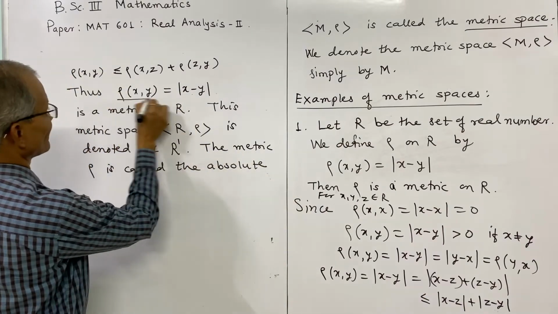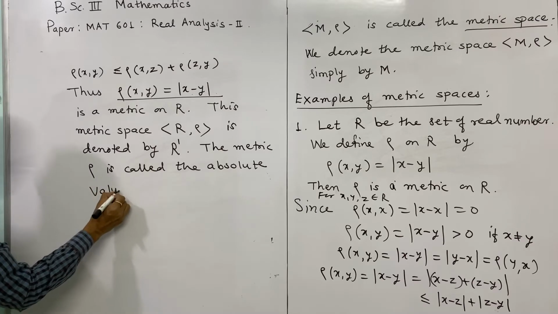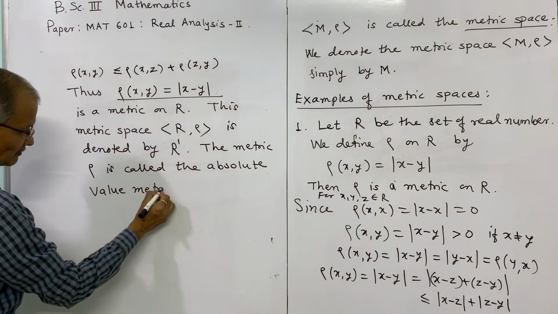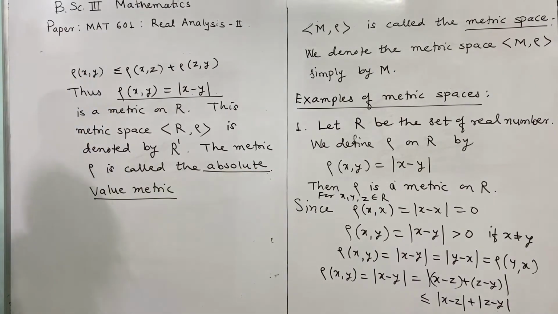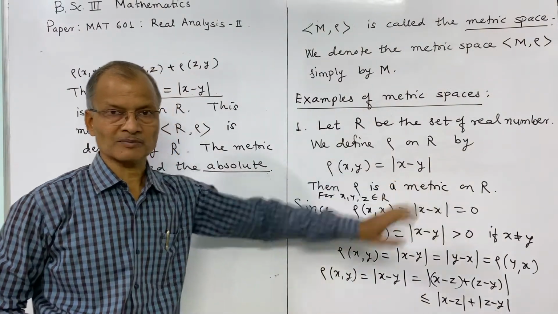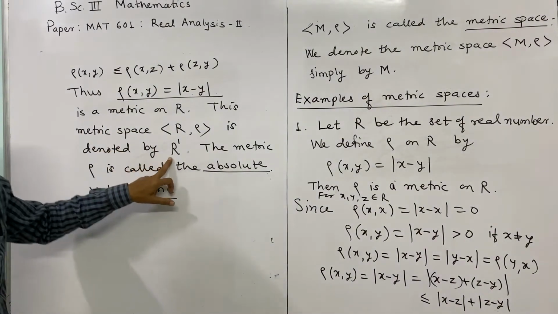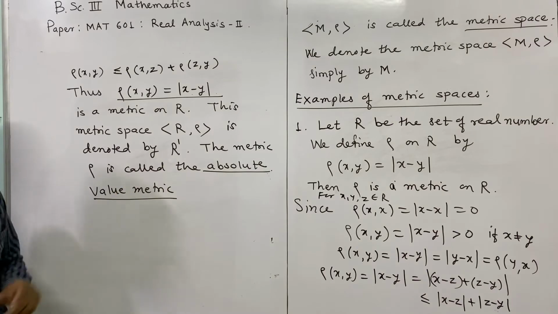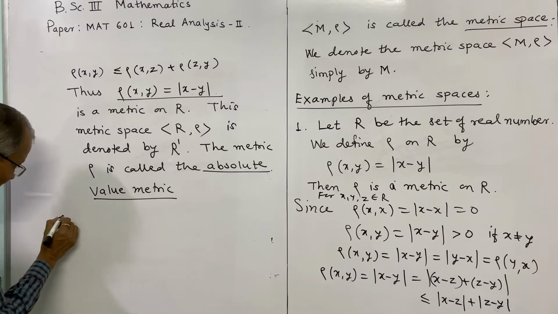This metric is called the absolute value metric. So this is our first example for metric spaces. The set of real numbers with this metric, which is defined by absolute value of x minus y, is the metric space that is denoted by R1, and this metric is known as the absolute value metric. Now we will consider the second example.